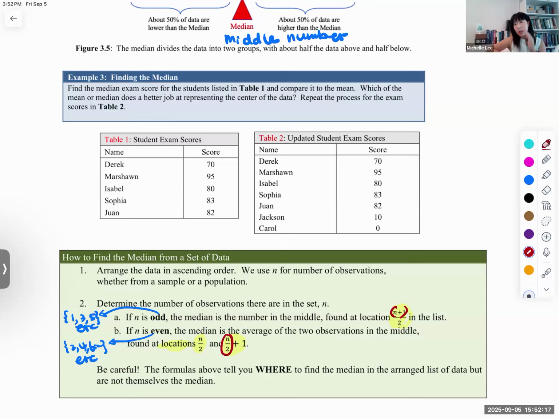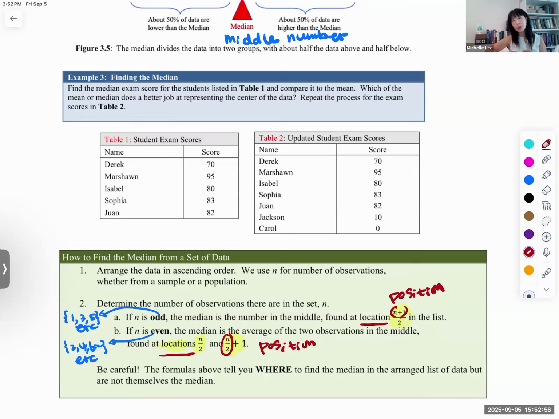All right. So n over 2 plus 1 position will be the middle number. Yeah. n plus 1 over 2 position. Location, position, same thing, right? It will be the middle number. The position, the spot. Then we can find the middle number. Make sense? All right.